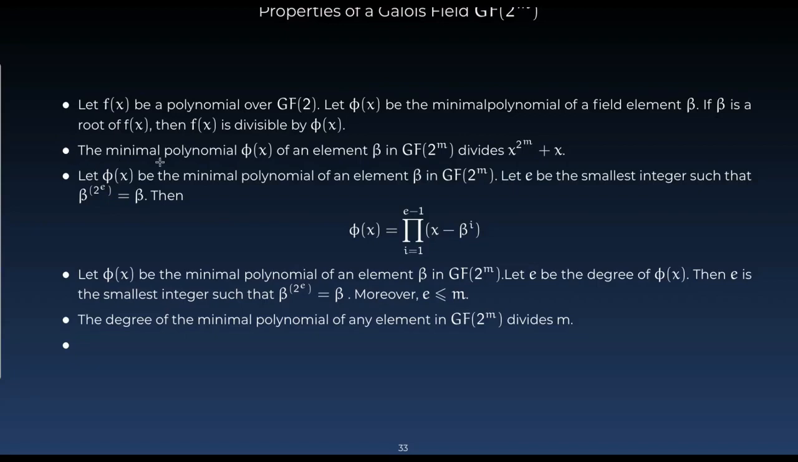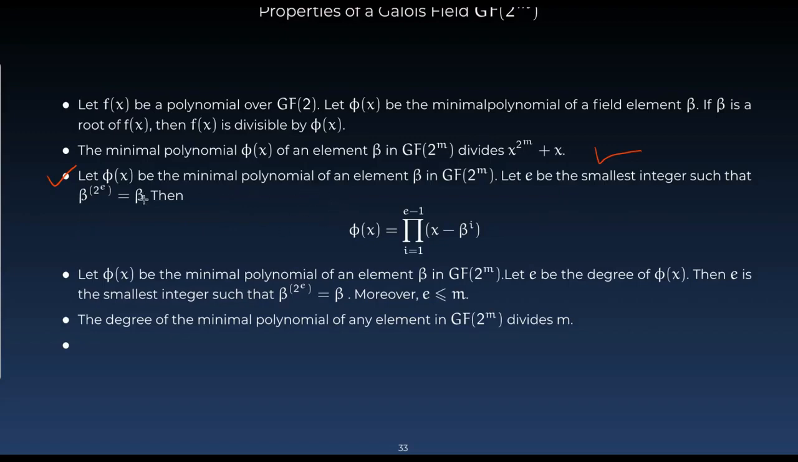The minimum polynomial phi(x) of an element beta in GF(2^m) divides x^(2^m) plus x, and this is also very easy to prove. This is another property that we have to consider. Now how to determine this minimum polynomial, and this is something that we are actually going to discuss.